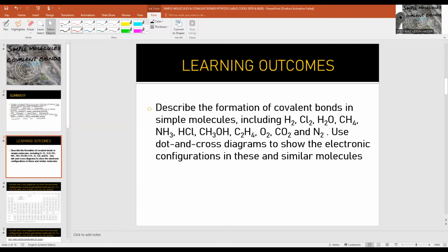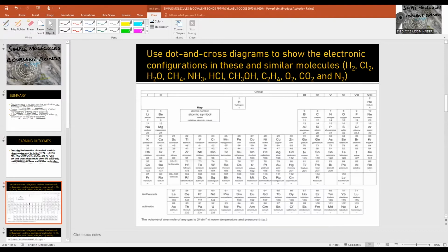The learning outcome is the same for this lesson, that is, describe the formation of covalent bonds in simple molecules, including molecules starting from H2 and ending on N2. Use dot and cross diagrams to show the electronic configurations in these and similar molecules. Here's a periodic table and valencies for you. Valencies of non-metals: group 4 plus minus 4, group 5 minus 3, group 6 minus 2, group 7 minus 1.